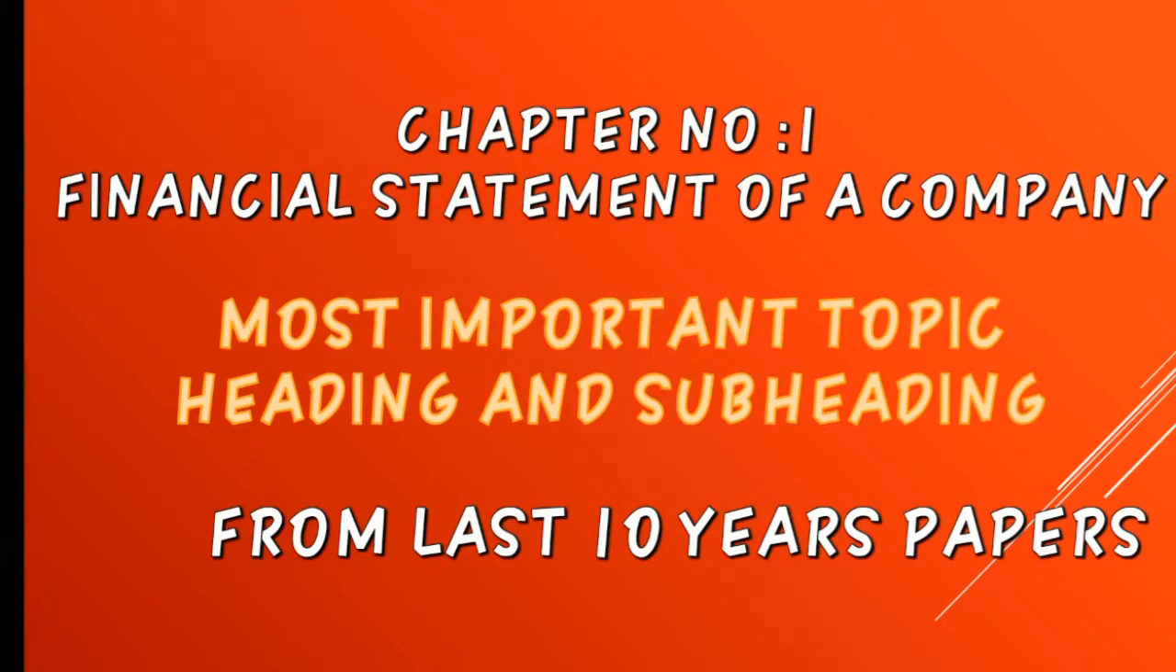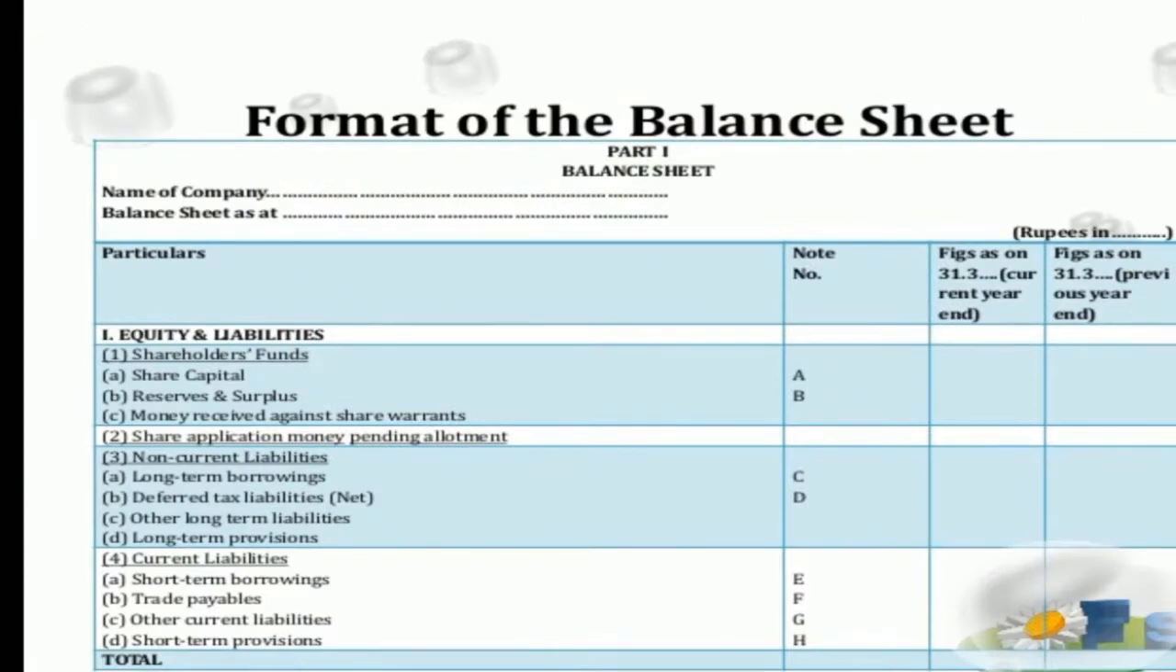So I have sorted out some headings and subheadings which are most important and which may come in your exams. Before that, let us know what headings and subheadings are. Right now on your screen, this is the liability side of the balance sheet. In this liability side, there are some headings. The headings are shareholders' fund, then non-current liabilities, and then current liabilities. These are the three main headings in the equity and liability side.